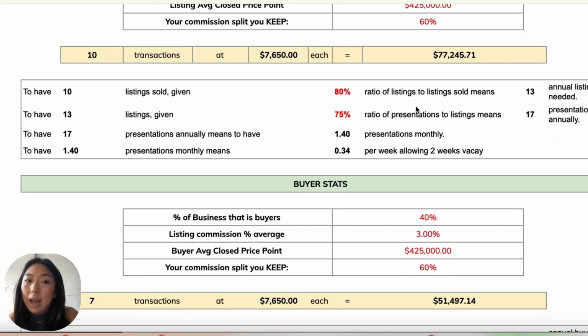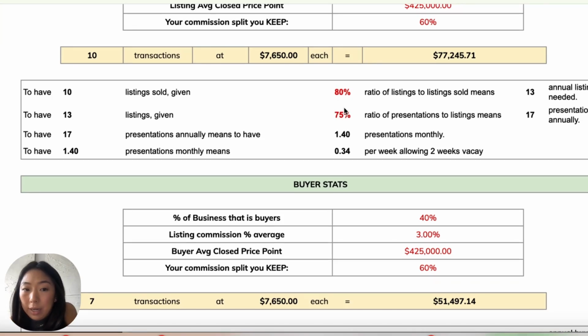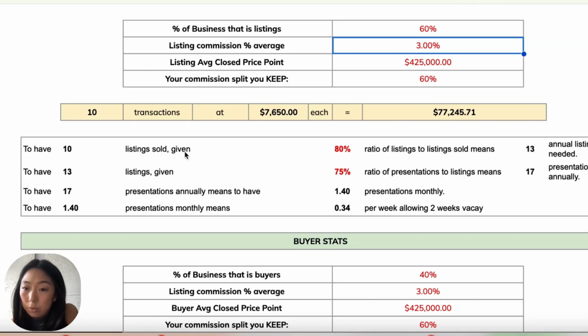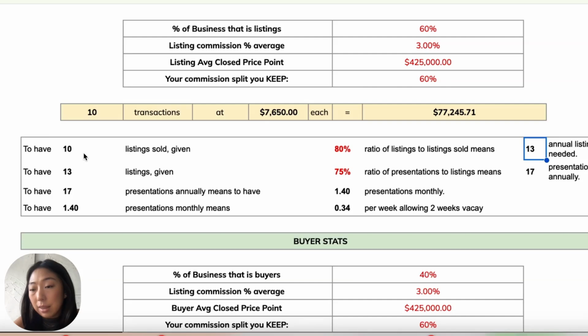This next section I'd like to include because I want you to see what does my business activity need to look like to reasonably get to this 10 listings at $7,600 per transaction. So the numbers that you'll have to enter are your percentages right here. So in order to have 10 listings sold, we need to figure out what percentage of our listings actually sell. So let's say, for example, out of 10 listings, I have 80% of them actually sell, and the other 2 are either canceled or expire. So I would put that 80% here. So that means we need around 13 listings to actually get to the 10 listings sold.